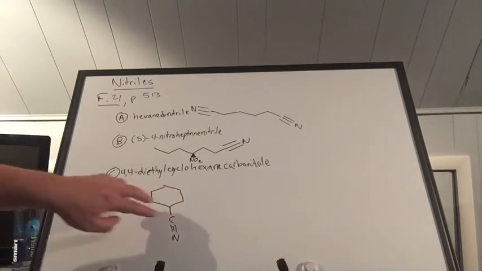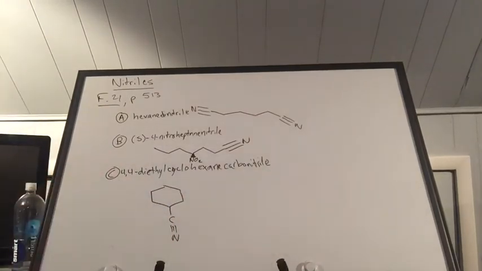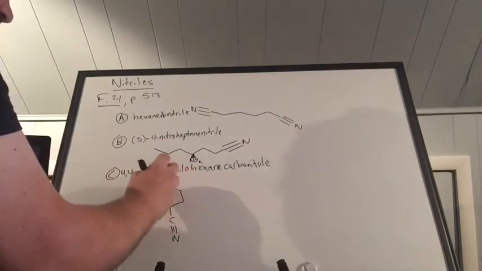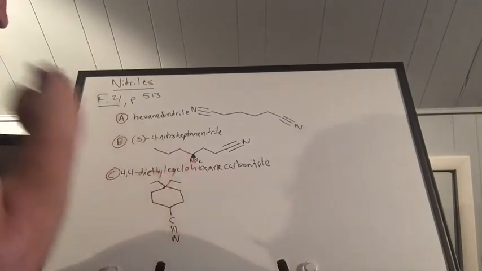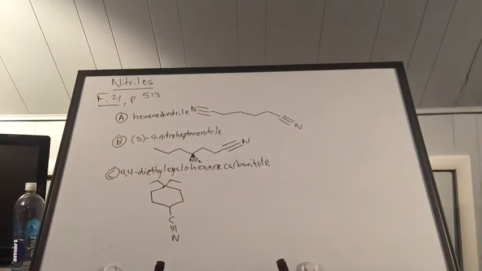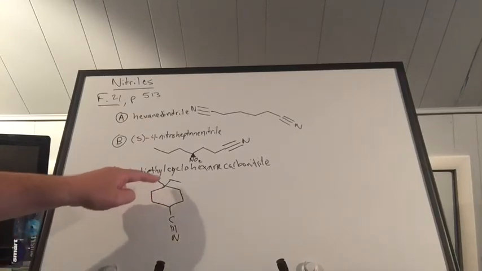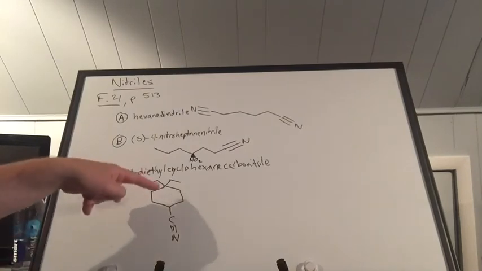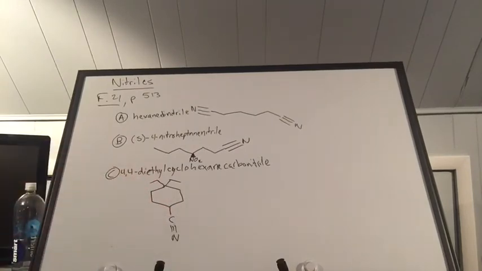Per the VSEPR model, it's going to be 180 degrees. All right, and then 4,4-diethyl. So it looks something like that. Okay. So 1, 2, 3, 4. So it's going to be a 1,4 relationship between the ethyl groups and the carbonitrile.